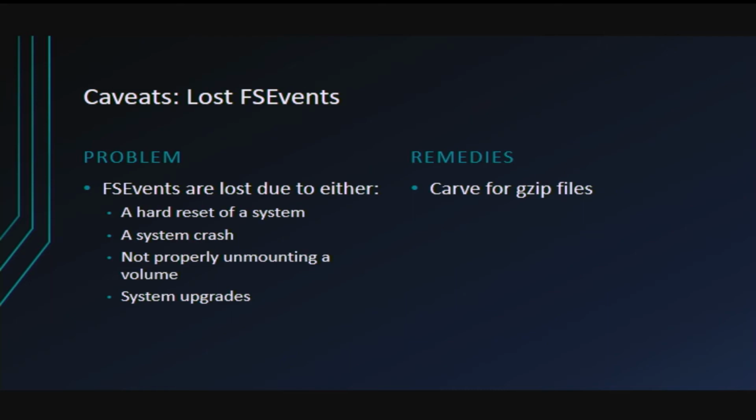There's just a single file called a UUID file. So what happened here? That could be the result of a hard reset, a system crash, or not properly mounting a volume. That's a big deal. FSEvents are stored in memory.